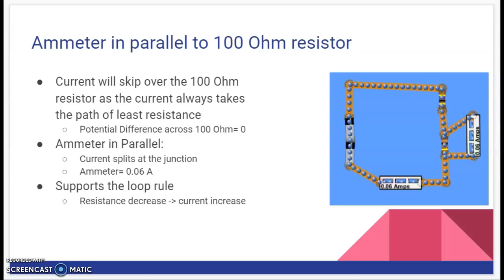Next, we looked at an ammeter in parallel to a 100 ohm resistor. The current will skip over the 100 ohm resistor because the current will always take the path of least resistance. Therefore, the potential difference across the 100 ohms is 0. In this case, with the ammeter in parallel, once the current gets to the junction, it will split. That's the reason why the readings are 0.06 amps, and this supports the loop rule. If the resistance decreases, the current increases, and vice versa.